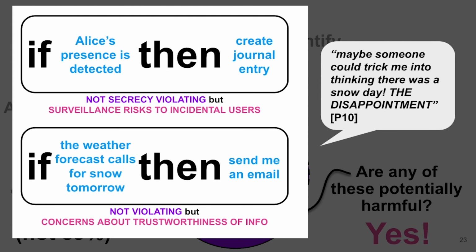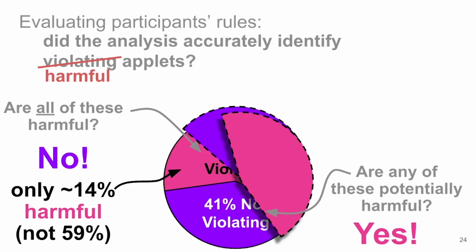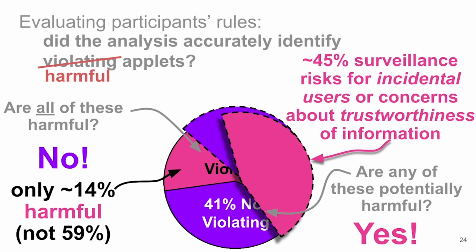The disappointment. In a very coarse-grained approximation, we determined that around 20% of rules could lead to surveillance risks to incidental users, and 25% might mislead the user about the trustworthiness of information they receive. Of these, some were initially deemed violating, and some were initially deemed safe. But the key point is that the analysis was not designed to identify this type of harm, or several other types of harm that we discuss in the paper.